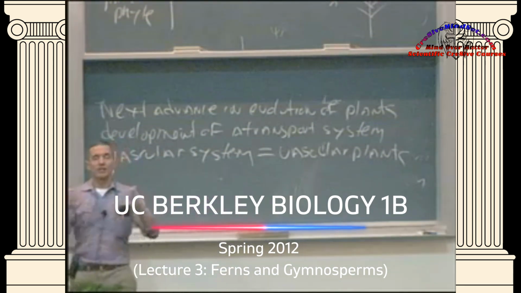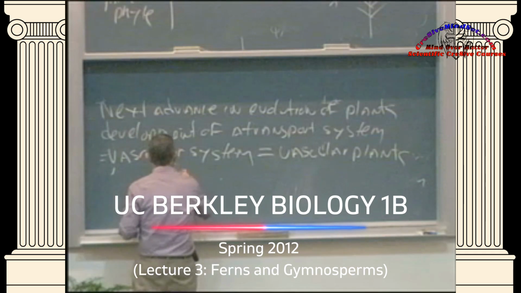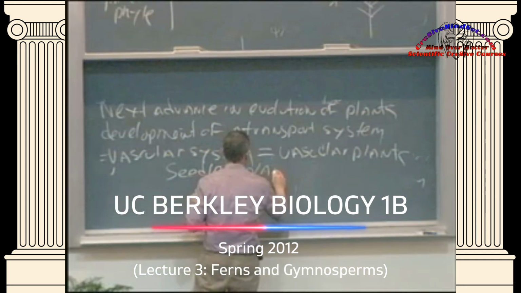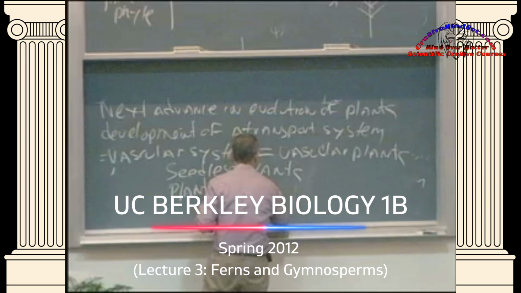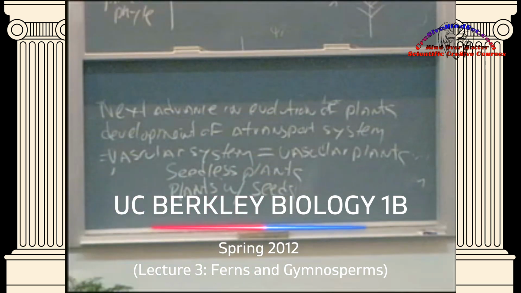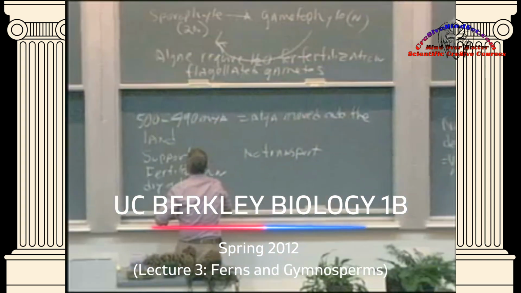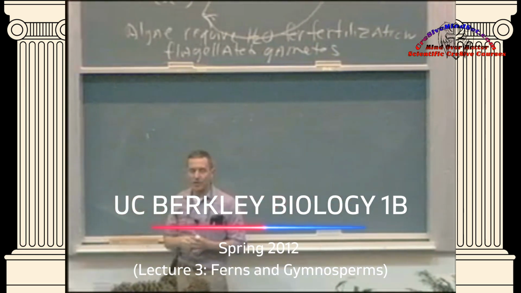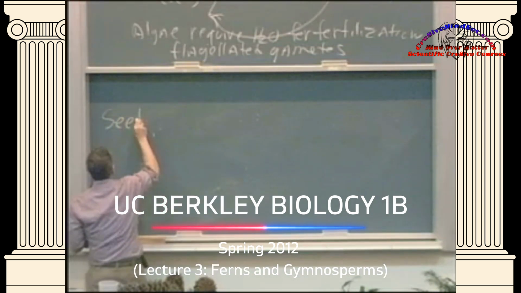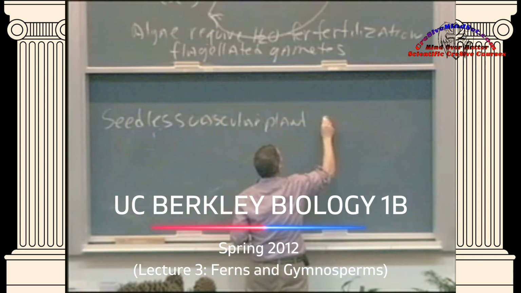I'd like to begin to consider this large group by making a division, an artificial one, or not so artificial. The division is going to be seedless plants and plants with seeds. We'll talk about what seeds are in a moment, but let's first begin our discussion of the seedless vascular plants. Now, probably the best example, and the one that you are most familiar with, of a seedless vascular plant is the ferns.